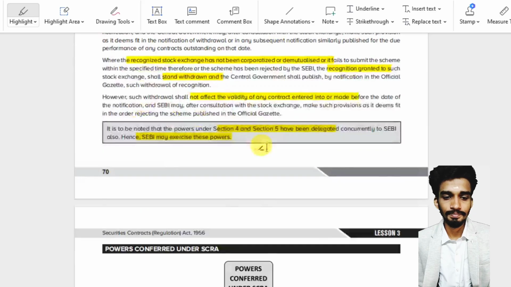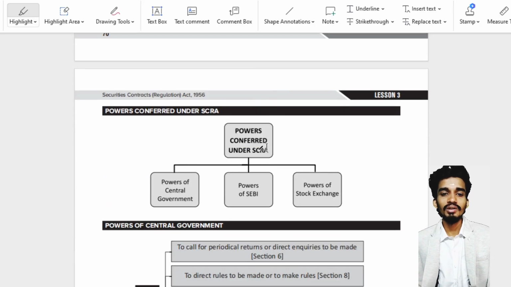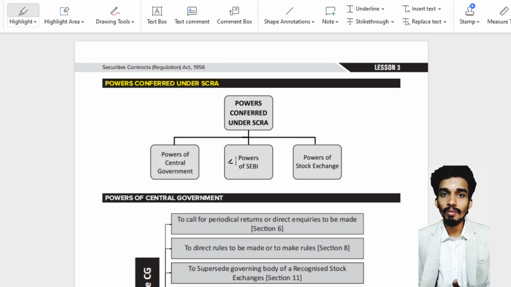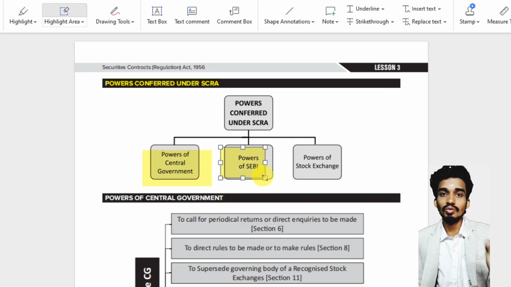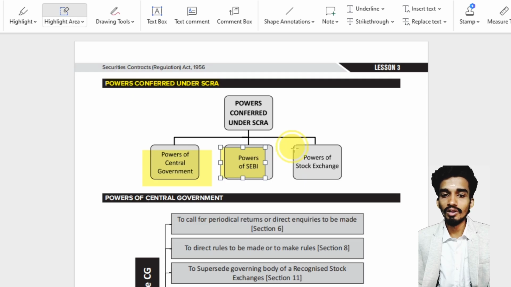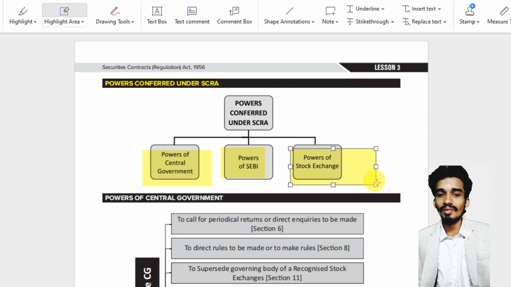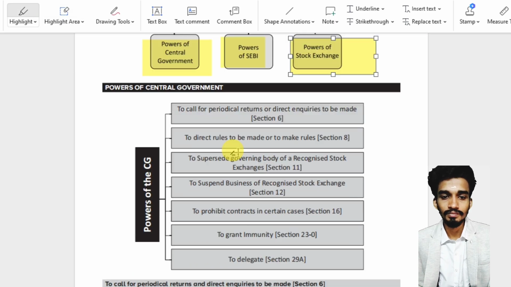Okay, and the next topic is your powers conferred under the SCRA Act. So who all have the powers under the SCR Act? The central government has the power. The central government has delegated the powers to the SEBI. The powers of SEBI: what powers does the SEBI have? And what are the powers of the stock exchange to make bylaws, to make rules? Okay, so let's see.